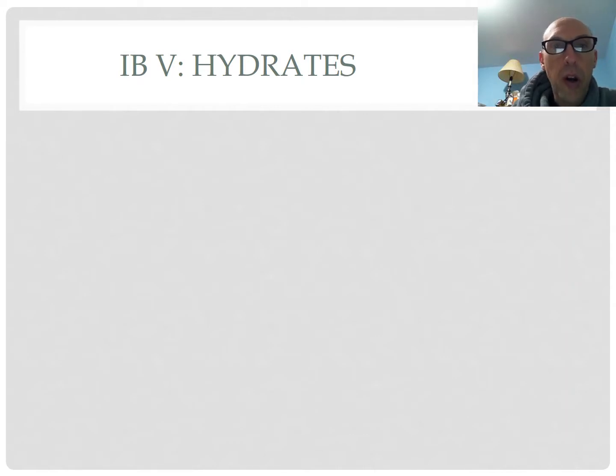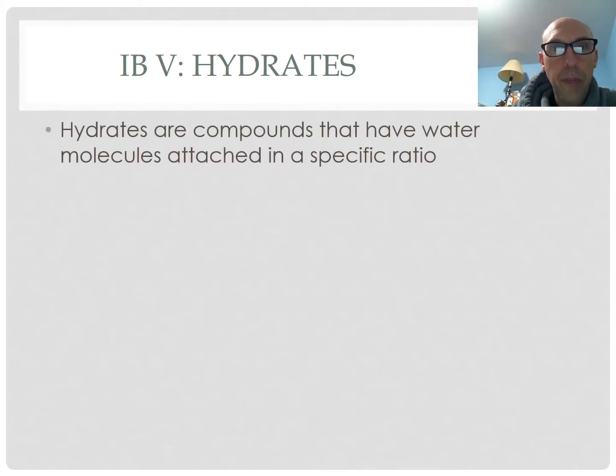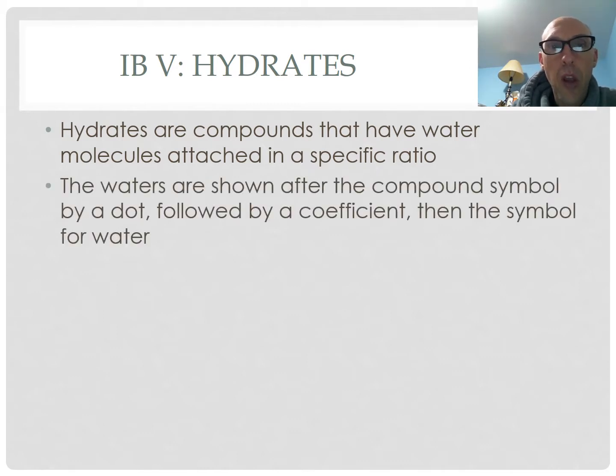Our last video on ionic bonding, number 5, is dealing with something called hydrates. Hydrates are compounds that have water molecules attached in a very specific ratio. So it would be one molecule of a substance to a certain number of waters. The waters are shown after the compound symbol by drawing a dot, followed by a coefficient, which is the number, followed by the symbol for water.